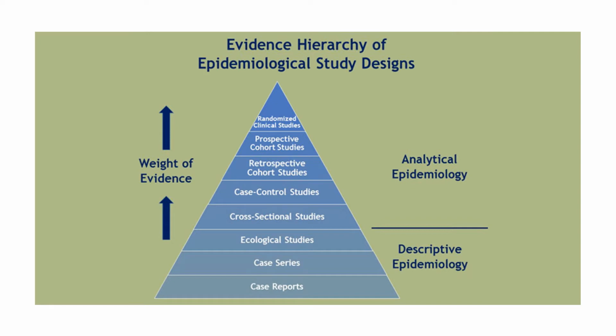Then come the ecological studies and the cross-sectional studies. Coming to the analytical epidemiology, the case control, retrospective cohort, and prospective cohort have increasingly greater weightage of evidence for the formulation and analysis of any hypothesis to be true, with randomized clinical trials and meta-analysis topping the pyramid, being at the apex of it.